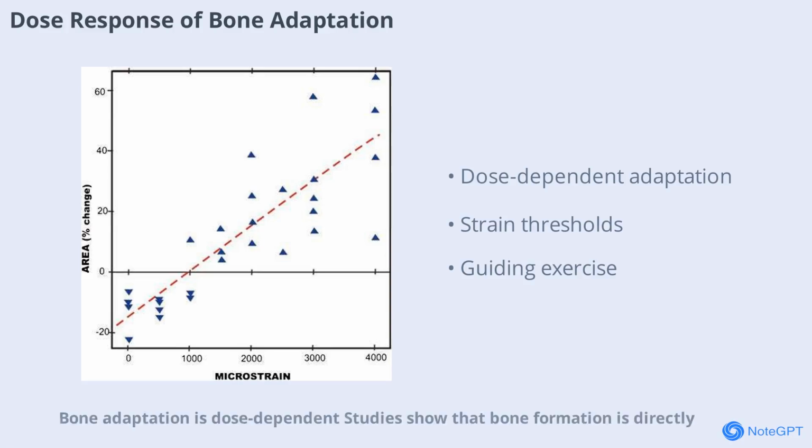Bone adaptation is dose-dependent. Studies show that bone formation is directly proportional to the magnitude of applied strain. Low strains can cause bone loss, while higher strains stimulate bone formation. There are thresholds. Peak strains above 1,000 microstrain are needed for positive adaptation, and even higher strains can further increase bone mass. This dose-response relationship guides exercise and rehabilitation protocols.